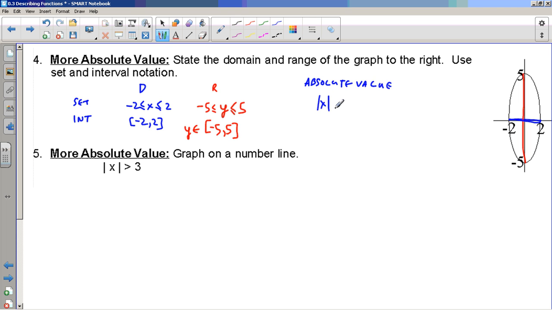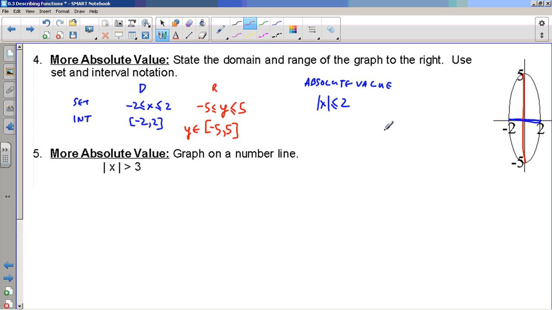Numbers whose bigness is less than or equal to 2. And that describes all the numbers that are between -2 and 2. This notation is kind of like a shortcut. And so what would be the similar one for range? Well, you give it a go.